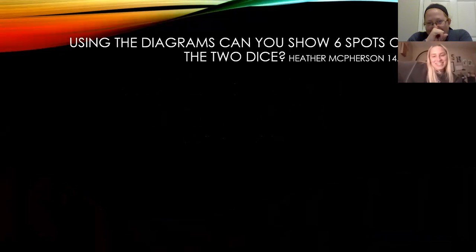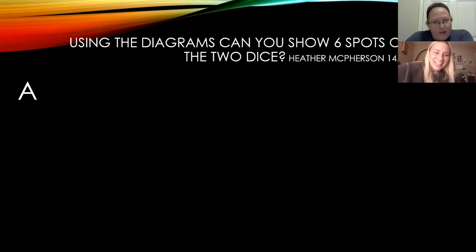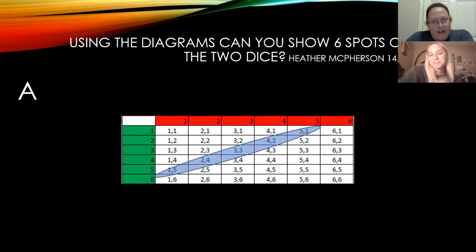Using the diagrams, can you show 6 spots on the 2 dice? Heather: So we created this diagram, and what it shows is a red die and a green die, and the probabilities of rolling a 1 through a 6. Here I have highlighted in blue all of the possibilities of it showing 6 spots. So you have the 1 and 5, which equals 6, 2 and 4 equals 6, and so on. And those are the only possibilities of the red and green die together showing 6 spots.